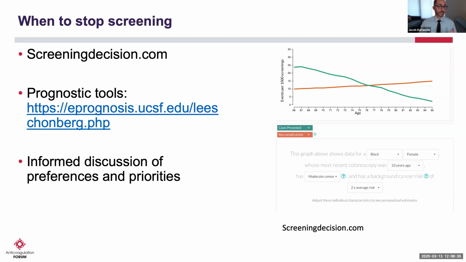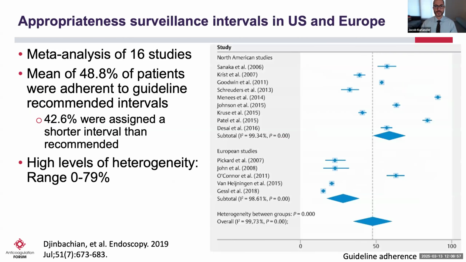We also have great prognostic tools, including this one, the Lee Schonberg prognostic tool that's on the UCSF website. That's been validated in a number of studies. But at the end of the day, a lot of these decisions are certainly going to come down to discussions of preferences and priorities with patients that are going to happen in clinic. The key message, though, I think, is to be skeptical that every recommendation for a scope is maybe not in the best interest of the patient.